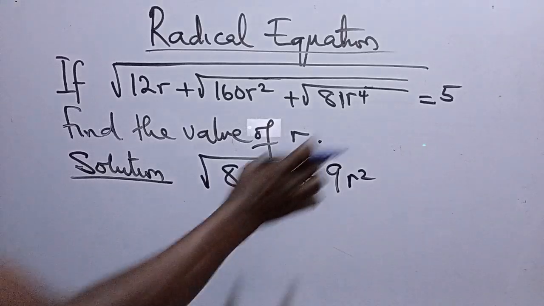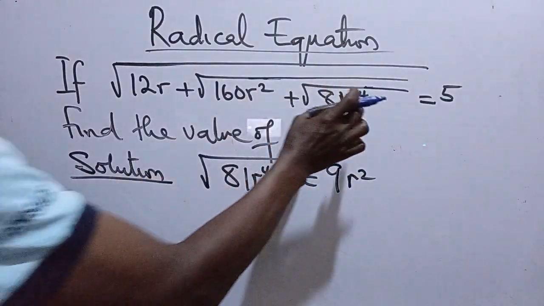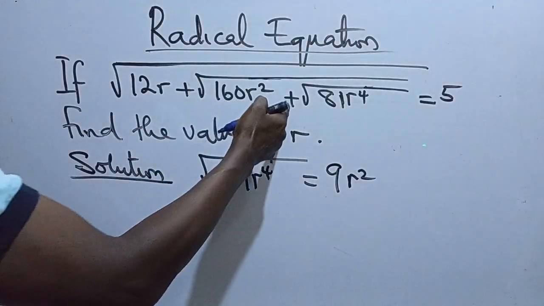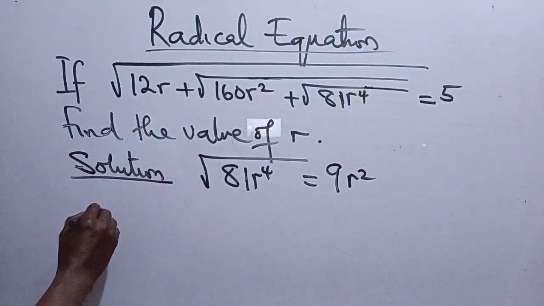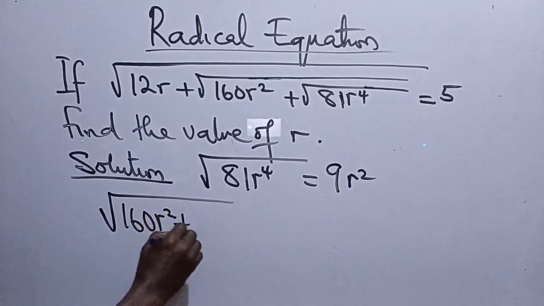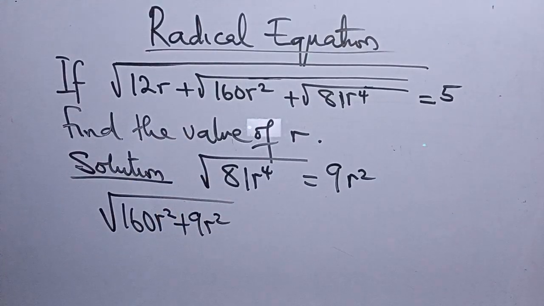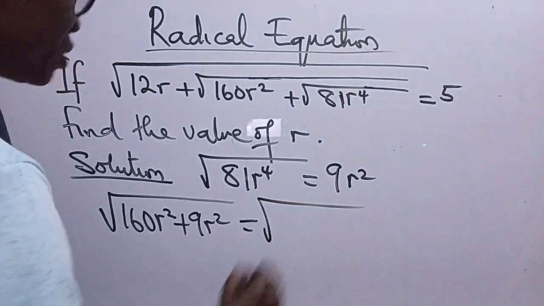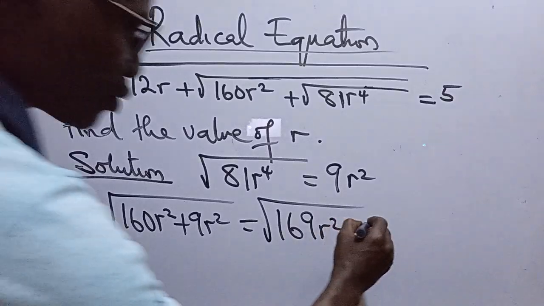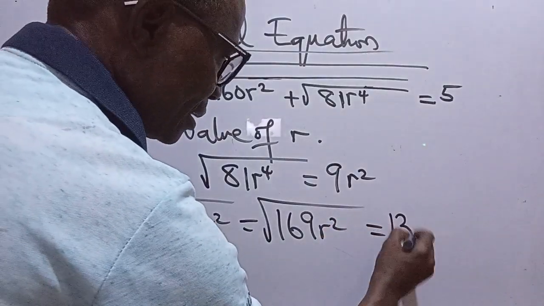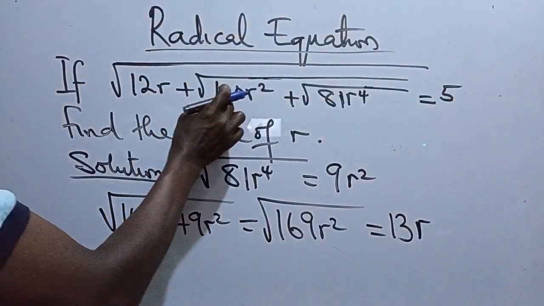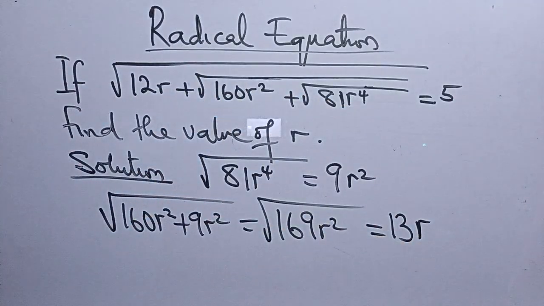Fine. So that means we have solved this problem. Now, this one has become 9r raised to power 2. Now you bring it here. You know there's a plus there. So you now add, therefore we now have what? 160r squared plus 9r squared. That will give us what? The square root of what? 169r squared. Okay? And what is the square root of 169? That is 13. The square root of r squared is r. Good. So we have solved this as well. The addition of this now has been solved as 13r.